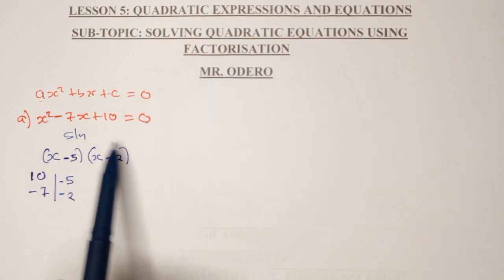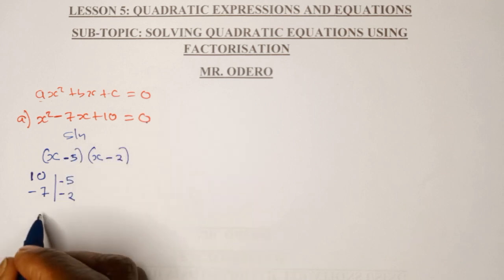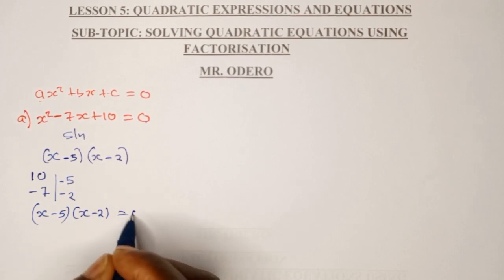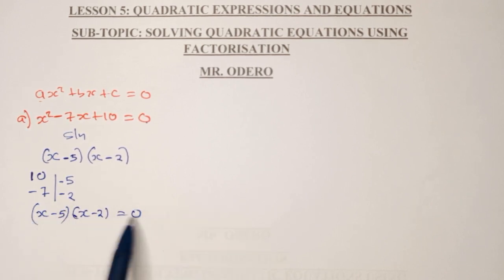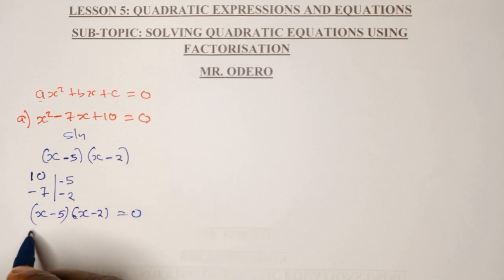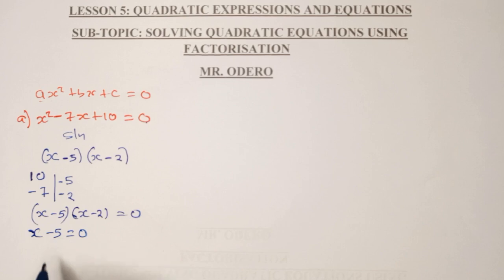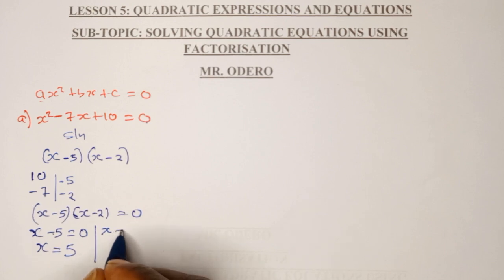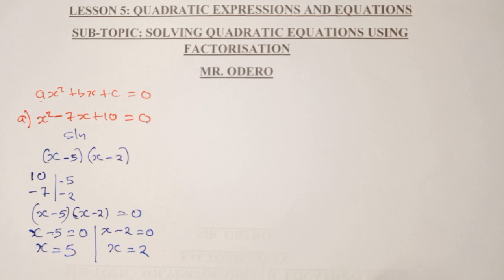So I equate these factors to 0. This will be x minus 5 and x minus 2 equals 0. So it means either this factor is equal to 0 or this factor is equal to 0. So x minus 5 equals 0, meaning if I take 5 to the other side, x will be equal to 5. Or x minus 2 equals 0. If I take 2 to the other side, x will be equal to 2. And that is how we solve. These are called roots of this quadratic equation.